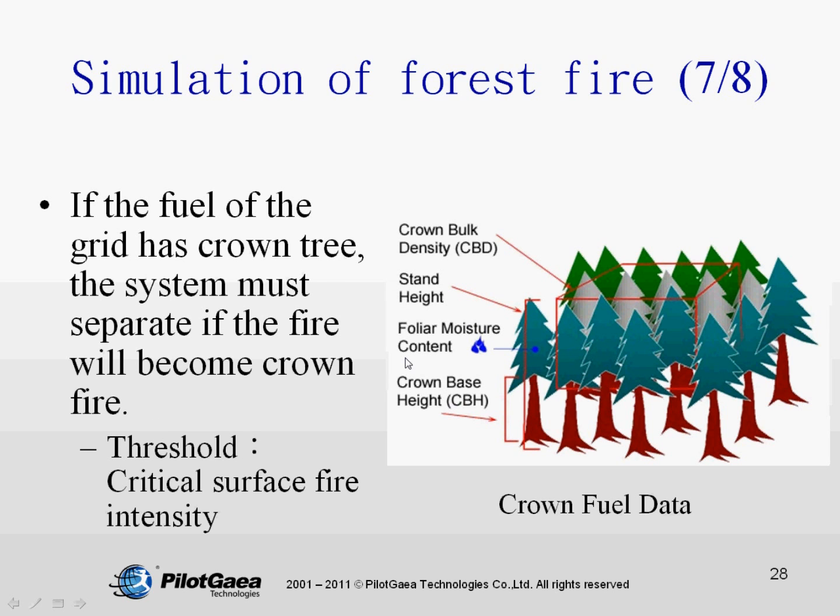If the fuel of the grid has crown tree here, the system must determine if the fire will become crown fire. The judgment is based on comparing with the critical surface fire intensity, which is taken as the threshold. When the fire intensity is larger than the threshold, the crown fire will be generated. After generation of crown fire, the burning type will be decided by the density of leaves and the height of the tree.